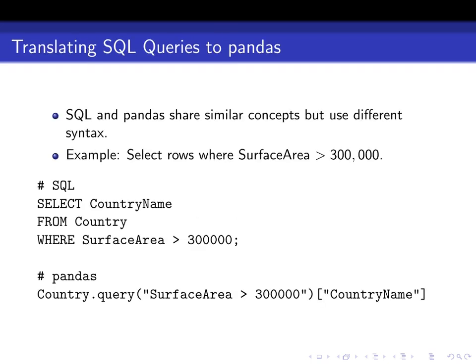Now let's look at how we can translate SQL queries into pandas. Here, we see a simple example where we select country names with a surface area greater than 300,000. This slide shows SQL and pandas code doing the same job.